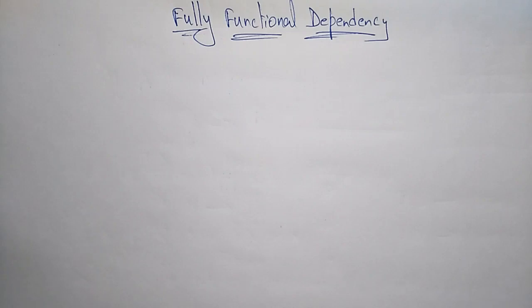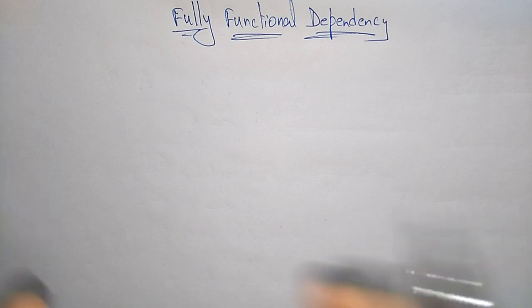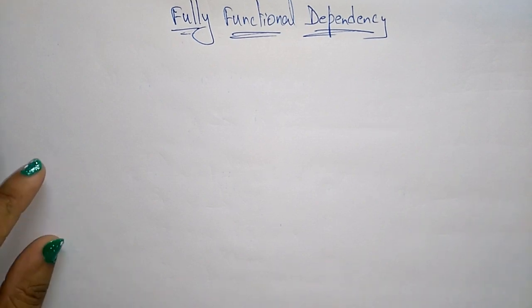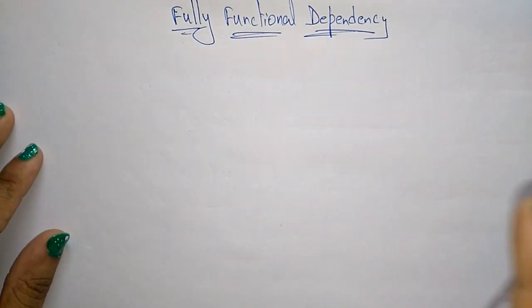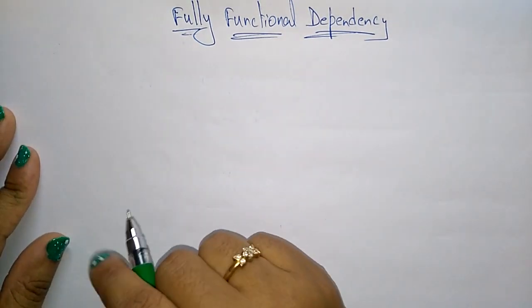Students, coming to the next topic, that is fully functional dependency. In the previous video I explained what a functional dependency is, meaning the non-key attributes depend upon the key attribute. Any attribute that depends upon another attribute, then you can say there is a dependency relationship between those attributes that are present in a table relation. Now let us see what is a fully functional dependency.